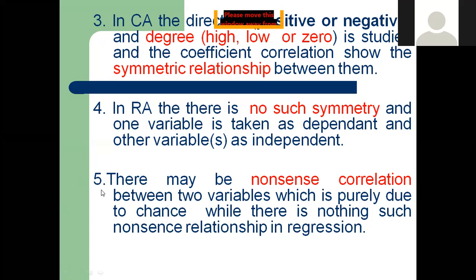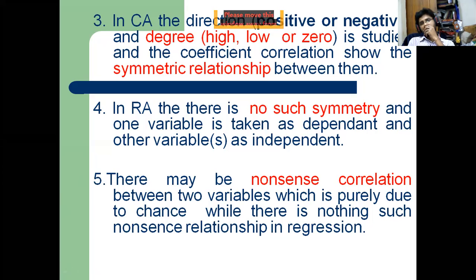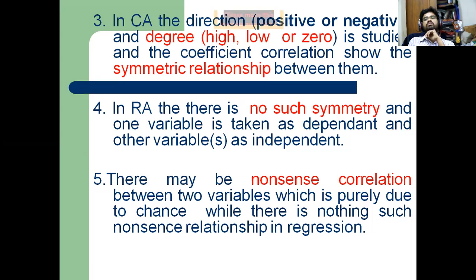Thank you. Then the fifth one: there may be a nonsense correlation. For example, when you are estimating a relationship between variables, you may get a nonsense correlation. What is a nonsense correlation? Anybody can say what it is? For example, in order to understand easily, I'm going to give an example. Is there any relationship between rainfall and population growth?